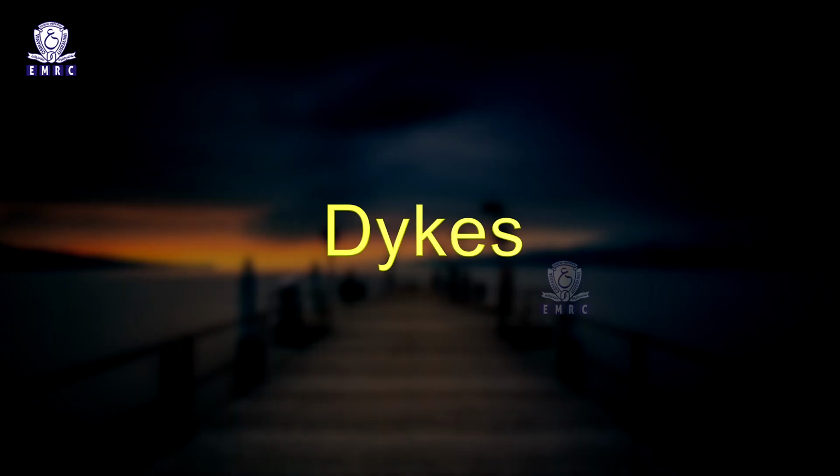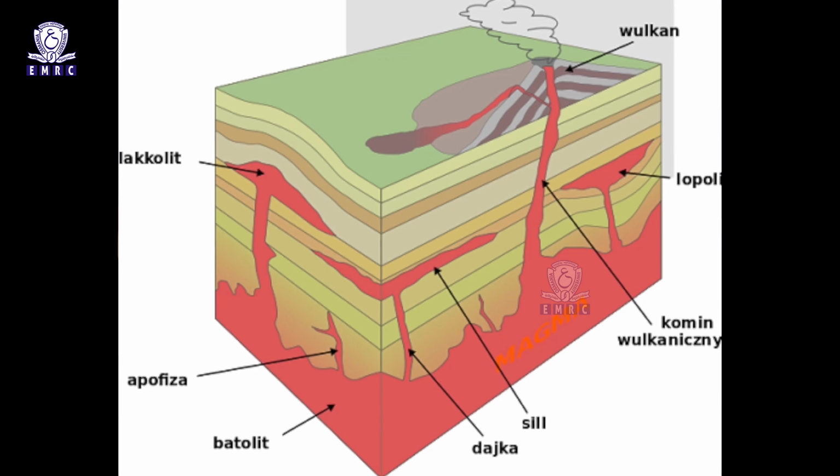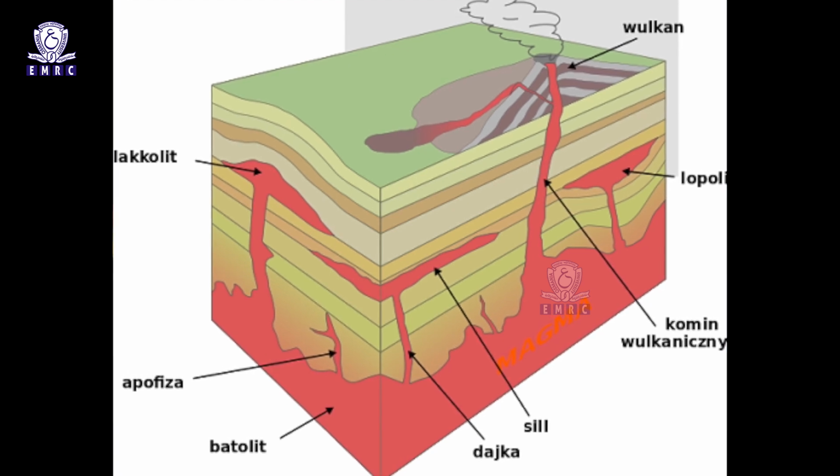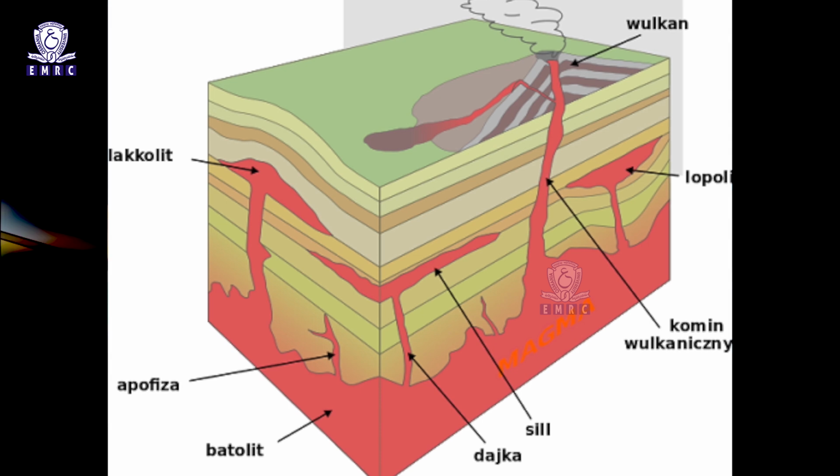Dikes. A dike is a wall-like intrusive igneous rock which rises upward from the magma chamber and cuts discordantly across the bedding planes of sedimentary rocks. A dike is a solidified magmatic intrusion which is mostly perpendicular to the bedding planes of the sedimentary rocks. The thickness of the dike ranges from a few meters to several meters.